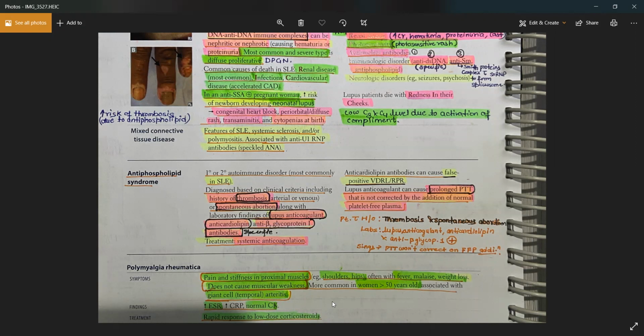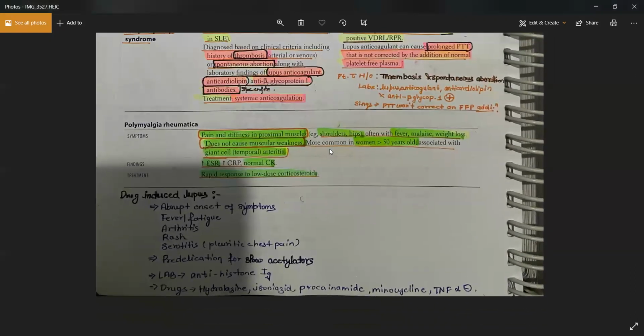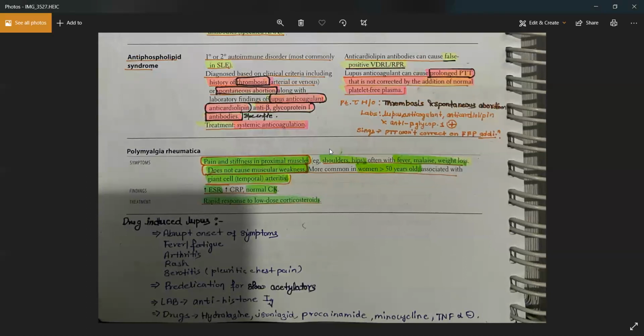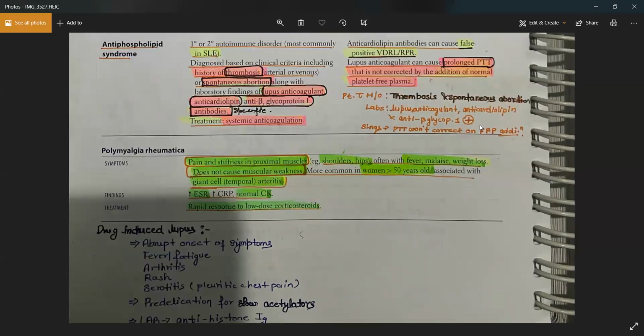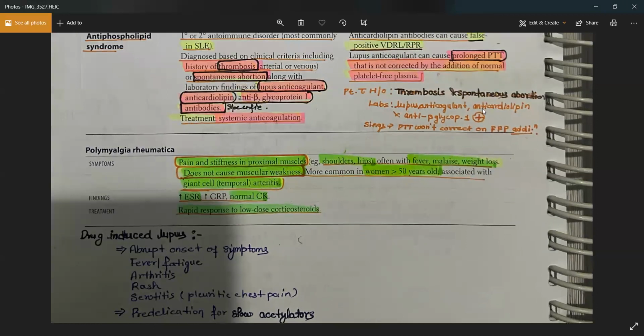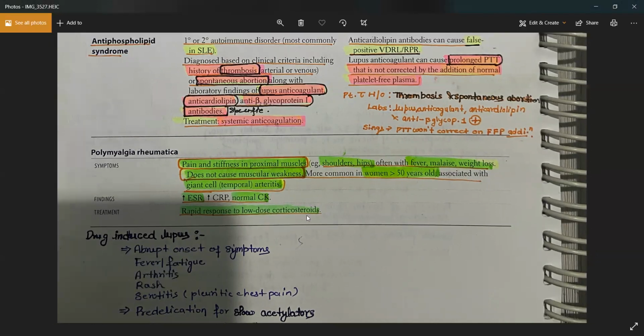Doctor, can you please explain these lab findings of antiphospholipid syndrome? I couldn't read what you wrote in the orange color. I've just written what First Aid mentioned: the lupus anticoagulant, anticardiolipin, and the anti-beta 2 glycoprotein type 1. Same things which I have mentioned already. All right. Thank you, doctor.